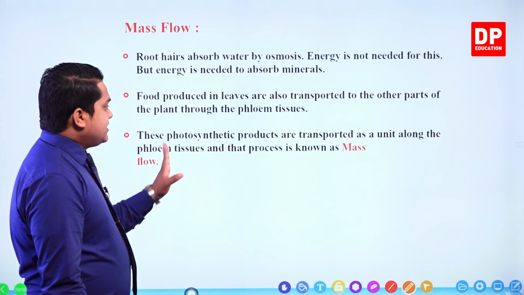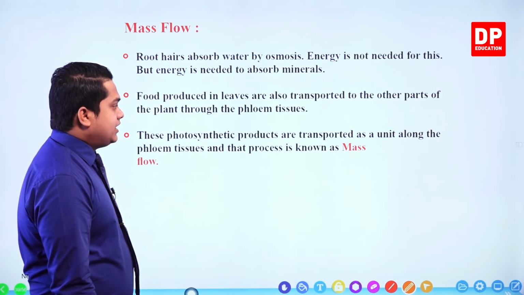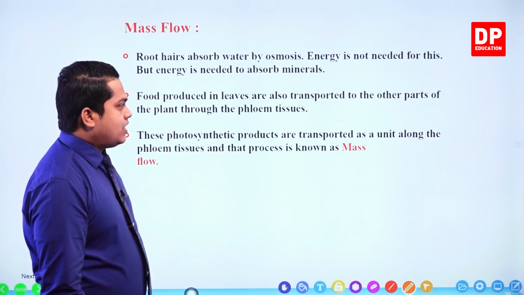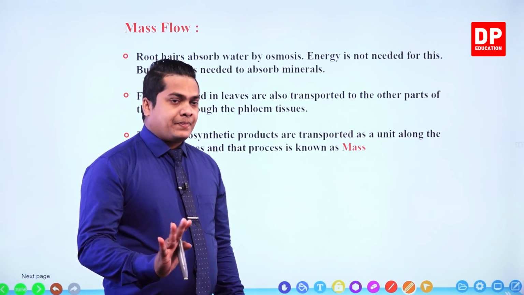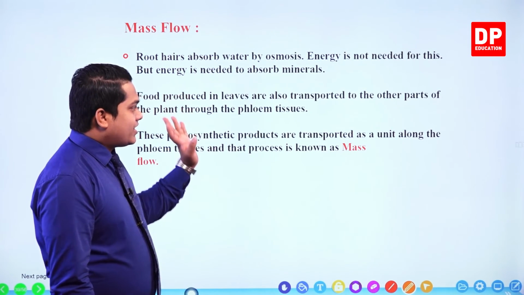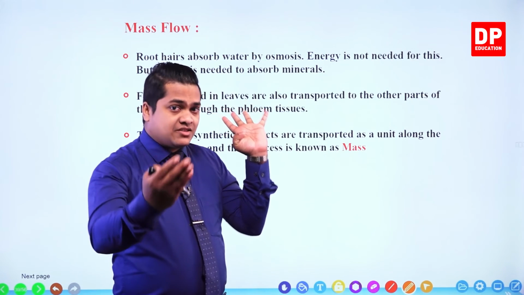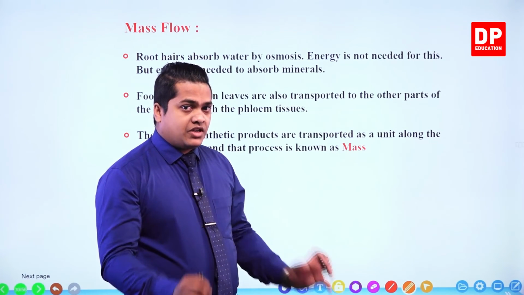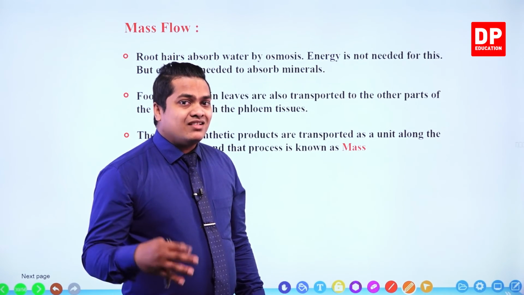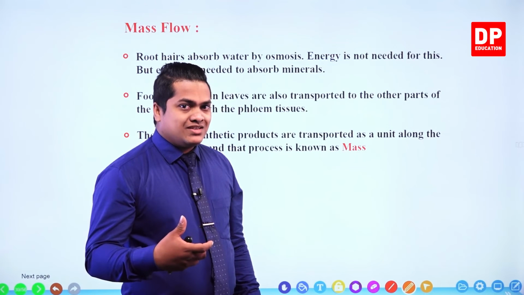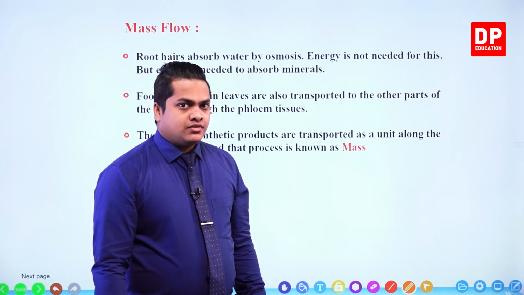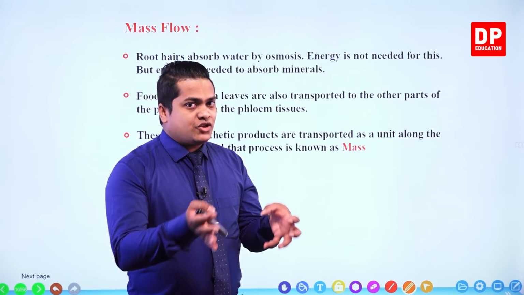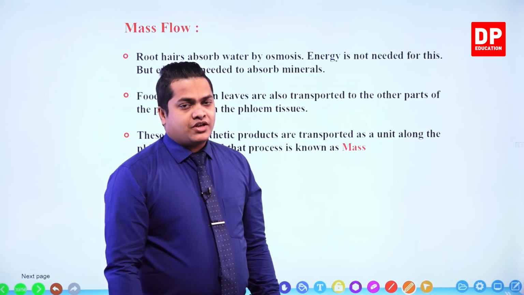Then these photosynthetic products are transported as a unit along phloem tissues. And that process is known as mass flow. So my dear children, the transportation of minerals and of photosynthetic products like sugars through phloem tissues, these things are very important. Right? Not transportation of minerals, but absorption of minerals, right? So absorption of minerals and transportation of photosynthetic substances, like the transportation of sugars, right?